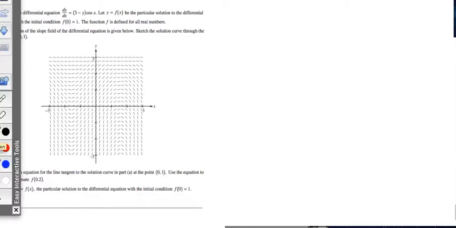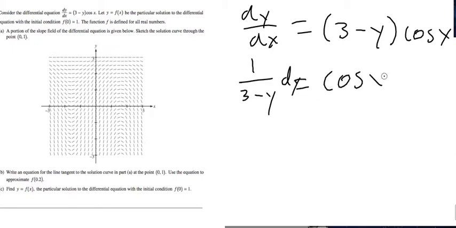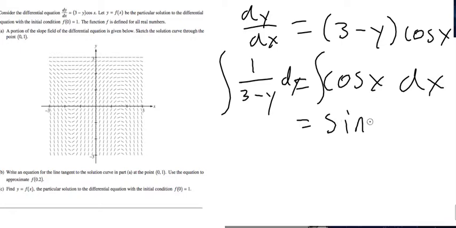First thing we're going to do is take our differential equation and go through our routine. If you don't immediately remember what to do, hopefully it comes back pretty quickly. We're going to take our y terms and group them with dy, and we're going to move dx and group it with cosine x. So this will be 1 over (3 minus y) dy equals cosine x dx. At this point, we're ready to integrate both sides now that each side is consolidated to one variable. On the right, we have sine x plus c. Don't forget your plus c.